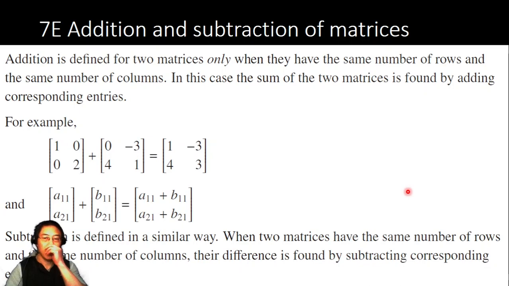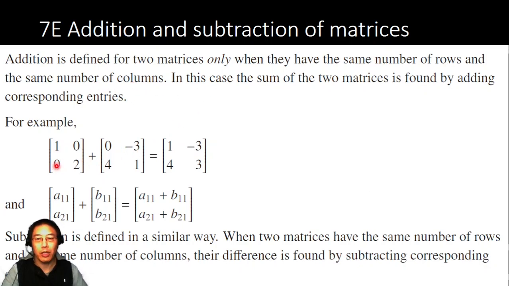Okay, let's look at some operations. There's 4 operations we're going to look at: addition and subtraction, kind of combined together, multiplication by a scalar value or a real number, and then the last one, which is a little bit trickier, the multiplication of 2 matrices. Alright, to add or subtract 2 matrices, they must have the same dimension, so the same number of rows and the same number of columns.